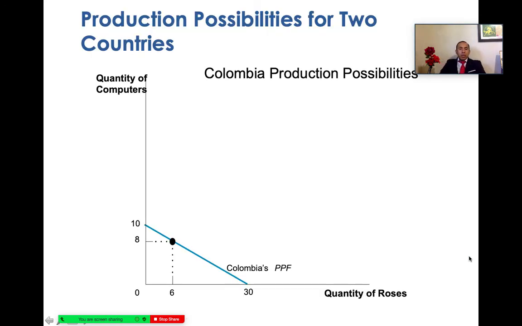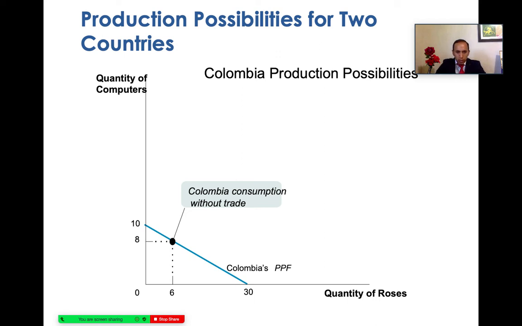Let's take a look at Colombia, for example. That also is part of the Western Hemisphere. It has a different economic structure from the US. Colombia can produce computers, and Colombia can produce roses. One of the most beautiful roses come from Colombia. And we have a situation where Colombia can produce 10 computers, and Colombia can produce 30 roses. And currently, without trading with anybody else in the world, it's producing 8 computers and 6 roses on its own. This is referred to as self-sufficiency and self-production.